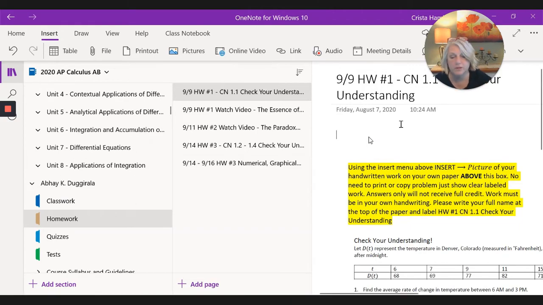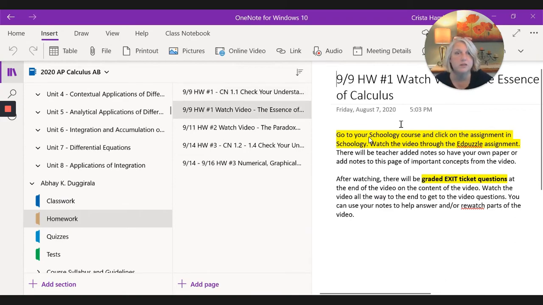Your other homework for tonight is to watch the video. That's going to be through Schoology. Make sure you click on the assignment through Schoology because it's through Edpuzzle and it's recording that you are watching it. And there are some exit ticket questions at the end of that for you to answer. So that's pretty much going to wrap up today's lesson, and let me know if you have any questions. I'll be in Zoom throughout the class period, so if at any point you're ready to come back in and maybe ask me some questions while you're working, feel free.